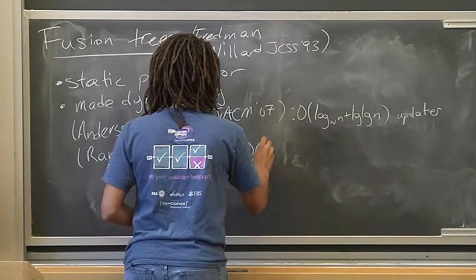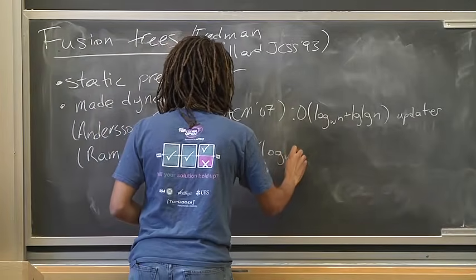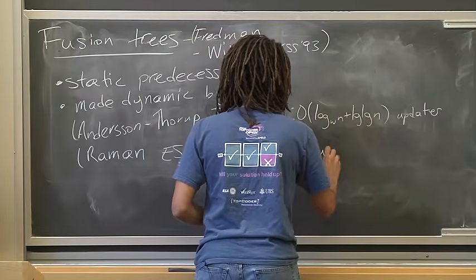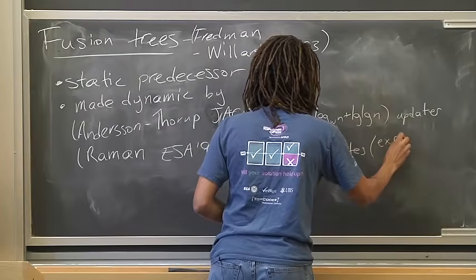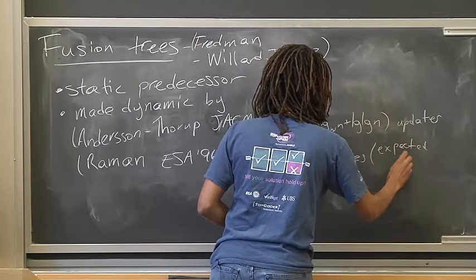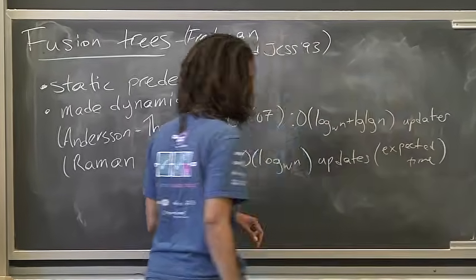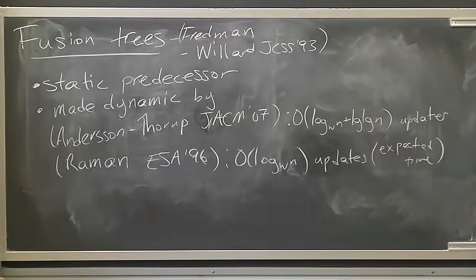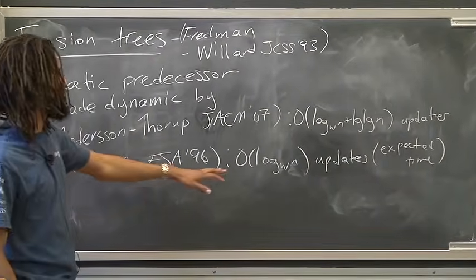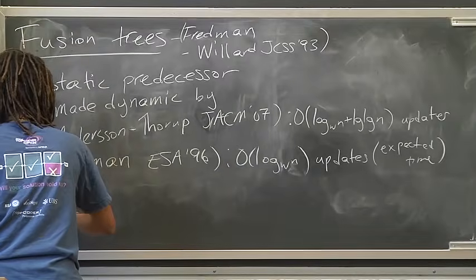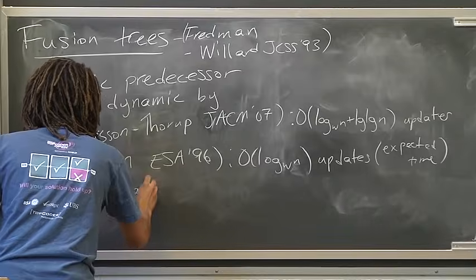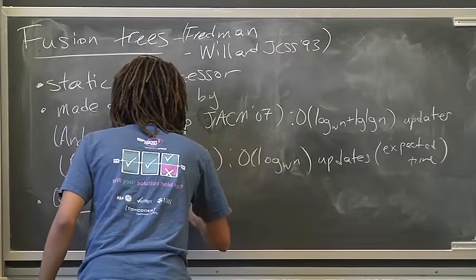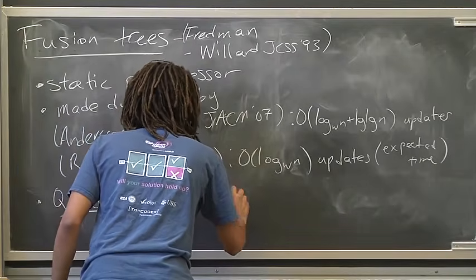got log base W of n updates, and this is expected running time. So it's a randomized algorithm. In all cases, the query time is O of log base W of n.